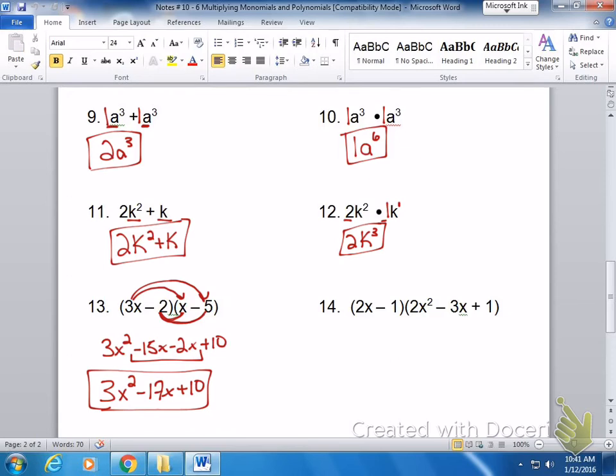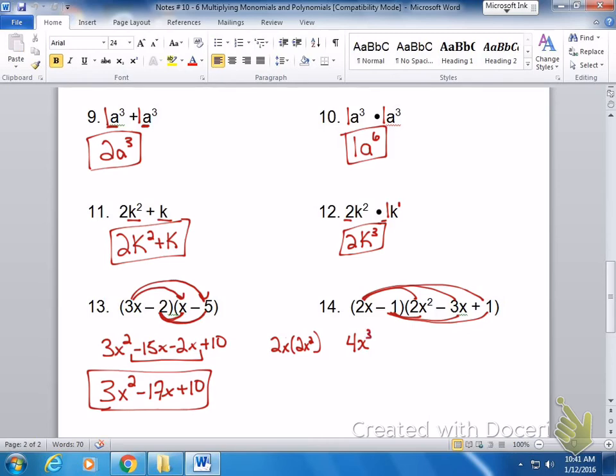Now let's look at number 14, the last one. Looks like it's the longest problem as well, but it works the same as what we've been doing. It's just now instead of distributing twice, I have to distribute each of those terms 3 times. So I have 2x times 2x squared. I'm going to write that over here. The 2 times 2 gives me 4. X to the first times x squared is x cubed. So there's my first term.